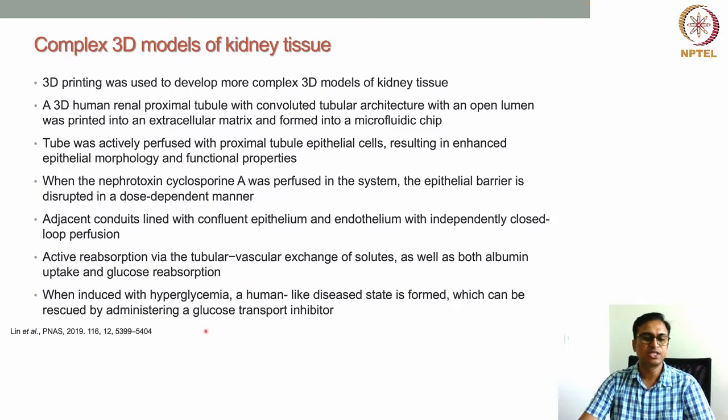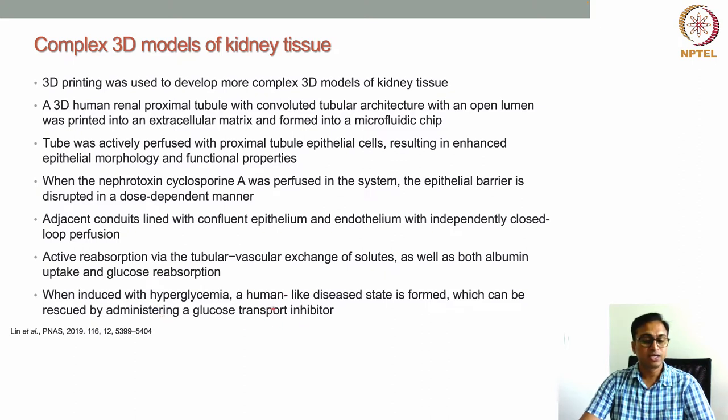Another thing they have also seen, in case of native tissue, is that when the glucose level is high in the body, that means in case of hyperglycemia, the kidney functions can be highly disrupted. What they found is that in case of hyperglycemia, a human-like disease state is formed, which can be reduced by administering a glucose transport inhibitor.